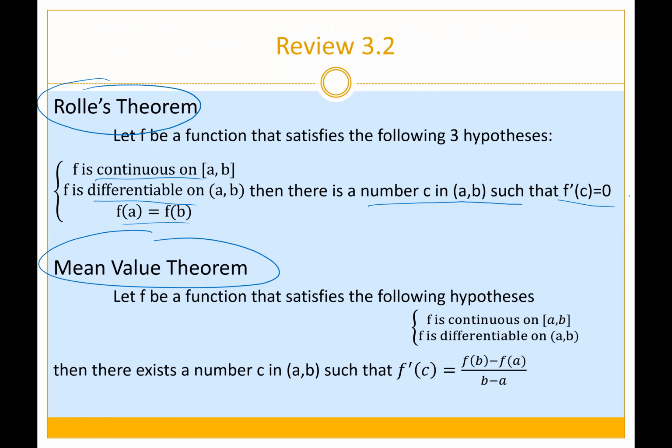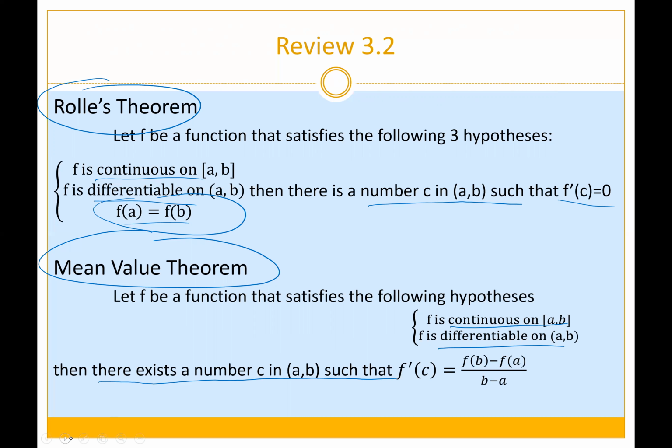We also have the mean value theorem. It is a function that satisfies only two hypotheses, the continuous and differentiable hypotheses, but it's more general in the sense that it says there exists a number c from a to b such that f'(c) = (f(b) - f(a)) / (b - a). Now, why did I say Rolle's theorem is the specific case of the mean value theorem? It is when you have this extra condition, f(a) = f(b).